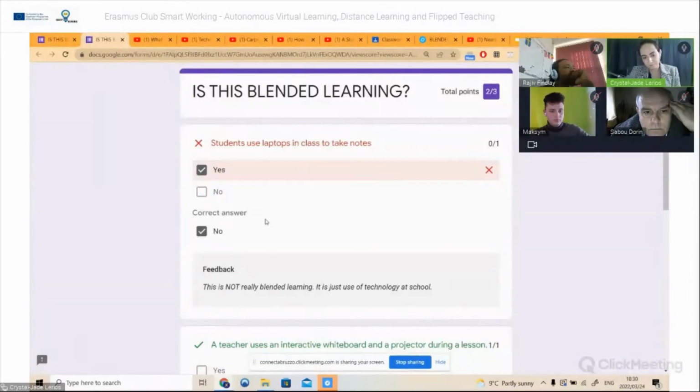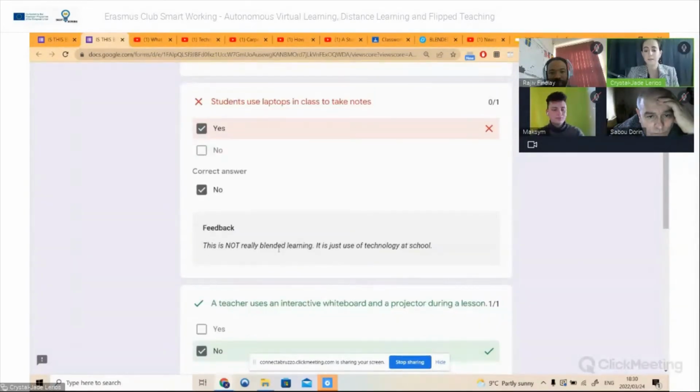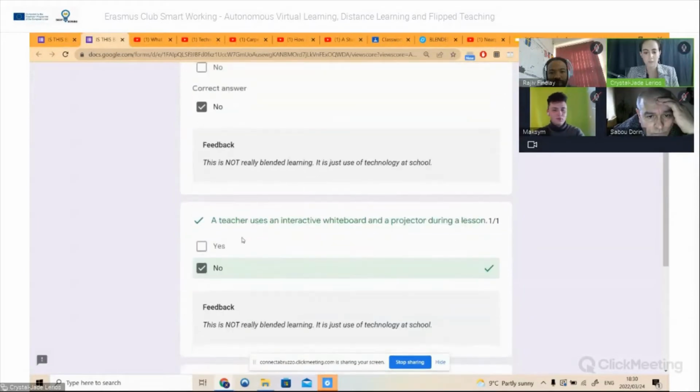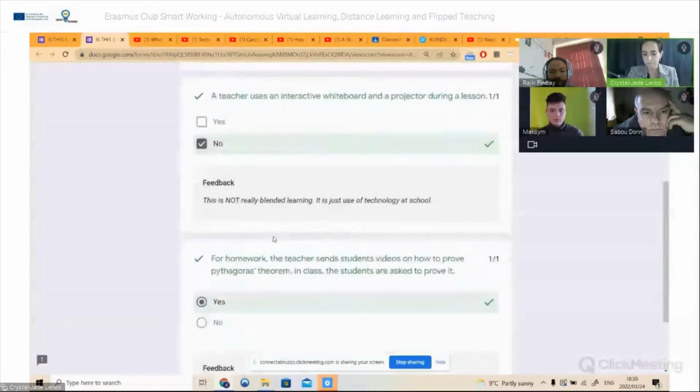All right, let's have a look. Students use laptops in class to take notes. Is it blended learning? No, it's not blended learning. It's just use of technology at school, or a better way to say it, it's technology integration. A teacher uses an interactive whiteboard and a projector during a lesson. Is it blended? No. Using a whiteboard in a classroom, in that context, is just technology integration.